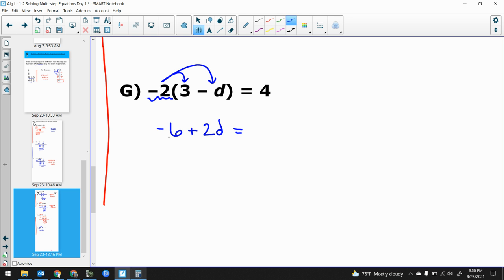Negative 2 times 3 becomes a negative 6. Negative 2 times negative d is equal to positive 2d. It is equal to 4. And now I can start solving.